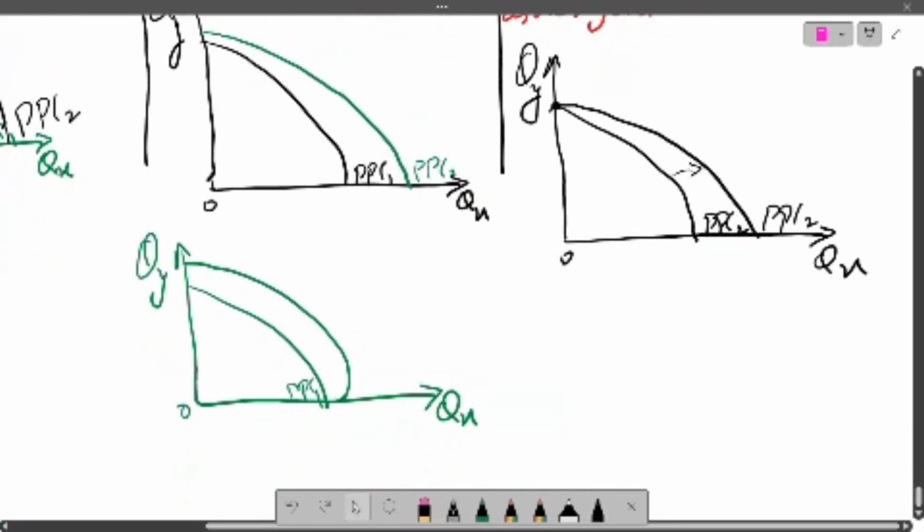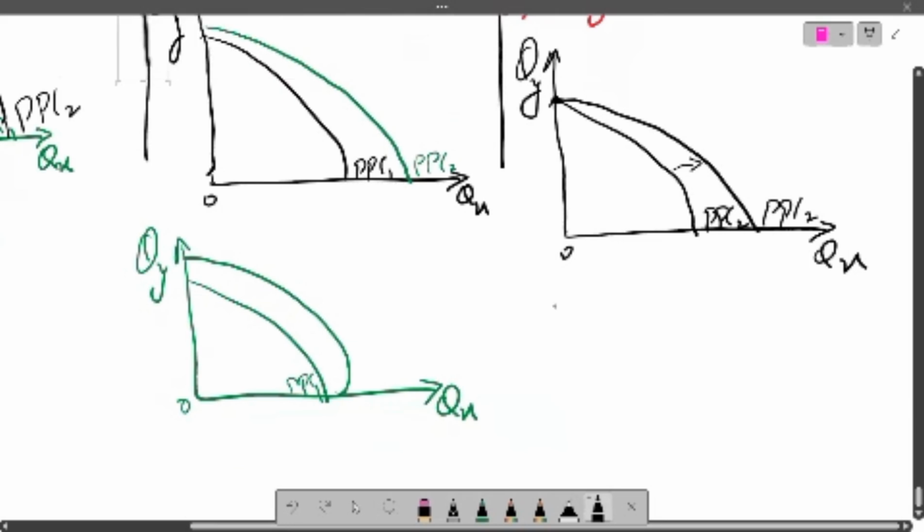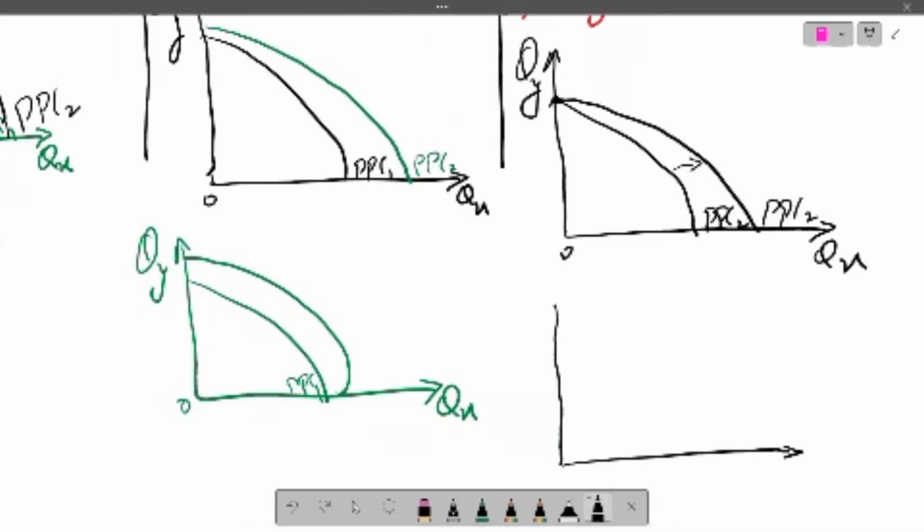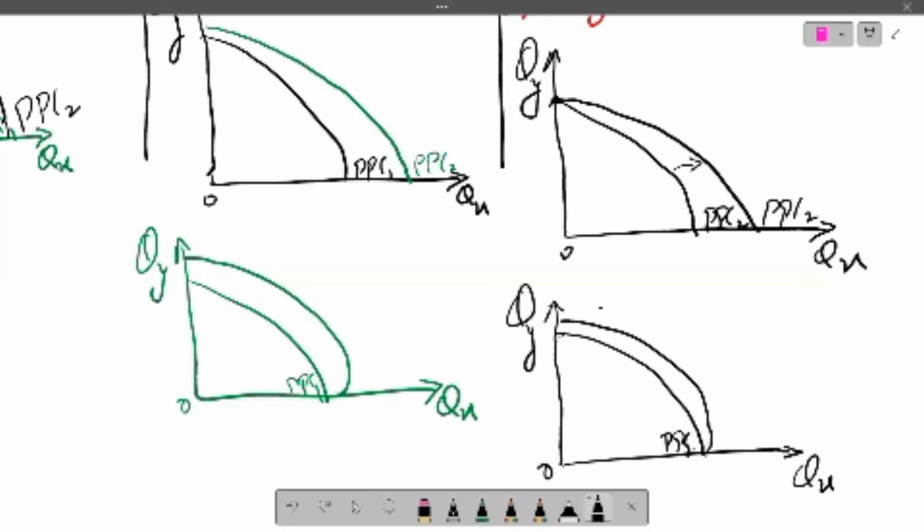What happens if the technology changes with respect to Y rather than X, meaning no change in the technology of product X? In this case, the PPC will shift like this. This is your PPC 1, so the PPC will shift like this. This is your PPC 2.